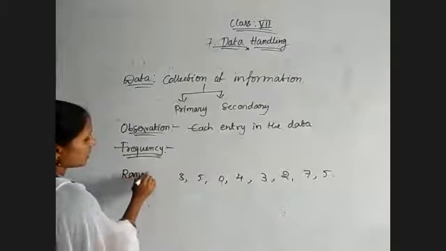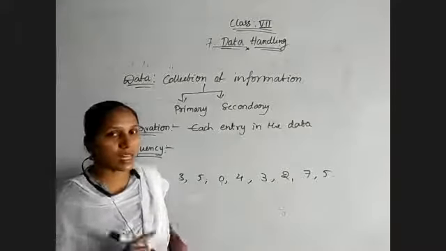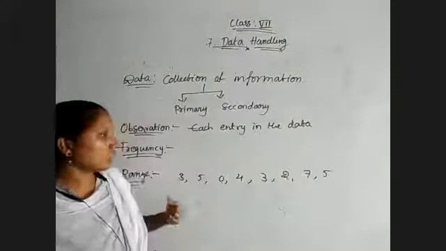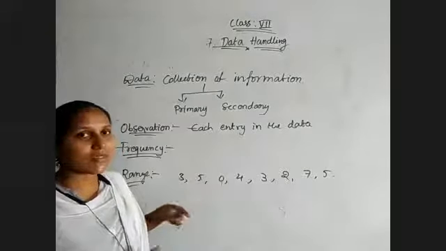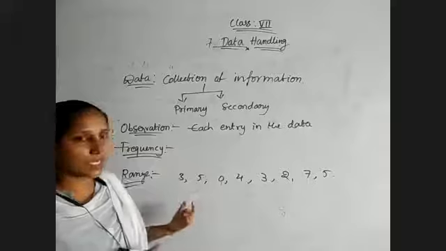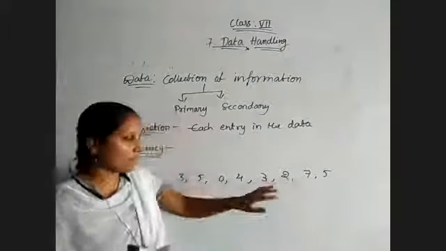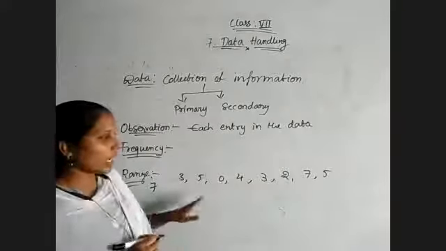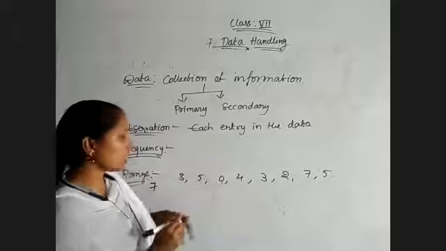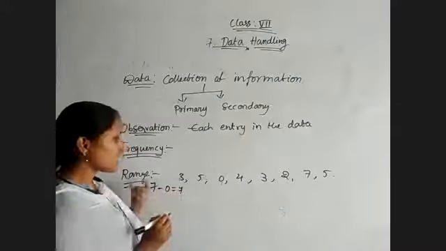Range is nothing but the difference between the greatest and the smallest observation. Mean always lies between the smaller value and the greater value. Here, what is the greatest observation among these? 7, for this data I am explaining. And what is the smallest observation? 0. So 7 minus 0, which is equal to 7, is the range of this data.